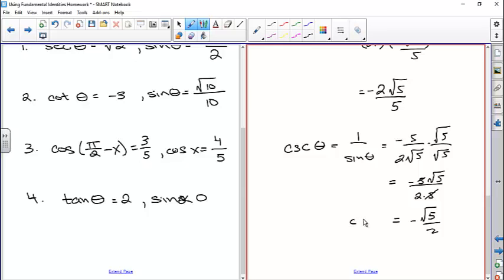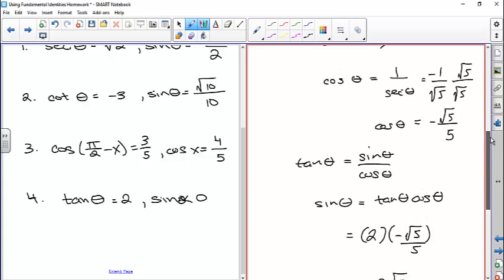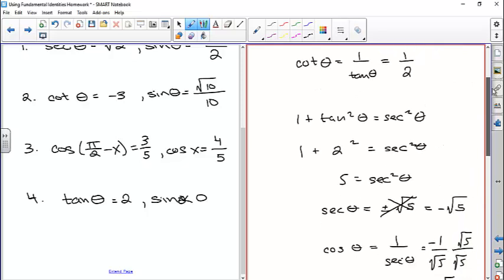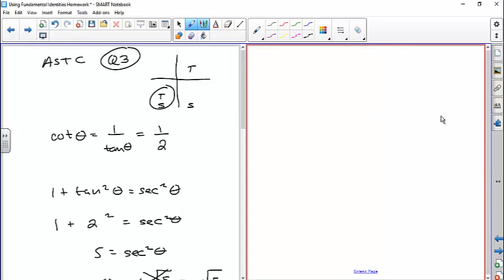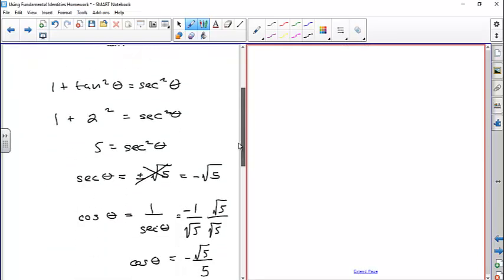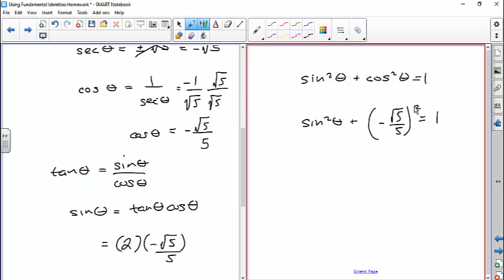So that's the cosecant. Now, we could also find the sine using the Pythagorean identity that involves sine squared and cosine squared. So here is the cosine. So we know sine squared of theta plus cosine squared of theta equals 1. So we get sine squared of theta plus negative the square root of 5 over 5. That's the cosine of theta. Square that. That equals 1.